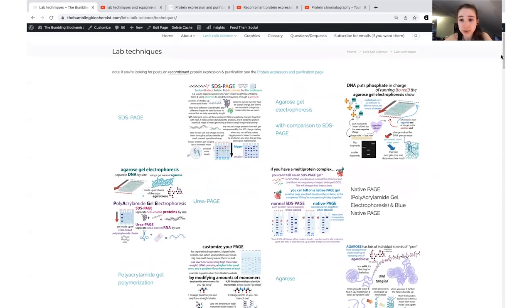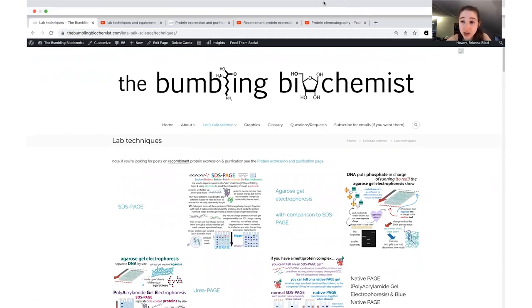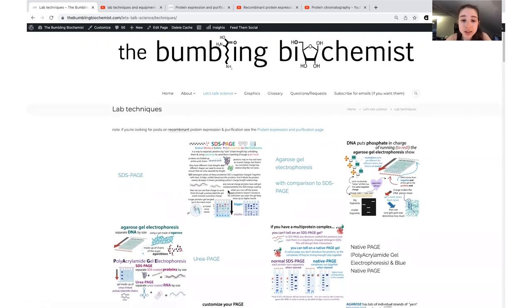When you want to study these, you often want to separate them by their size, and you can do this using gel electrophoresis. The basic idea of any sort of gel electrophoresis is that you have a gel, this gel mesh. You can make this mesh out of polyacrylamide in the case of a PAGE gel, so polyacrylamide gel electrophoresis, or in the case of an agarose gel, your gel is going to be made out of the sugar agarose. Then you're going to use electricity to send these molecules traveling through this gel, and they're going to separate based on their size or their length.